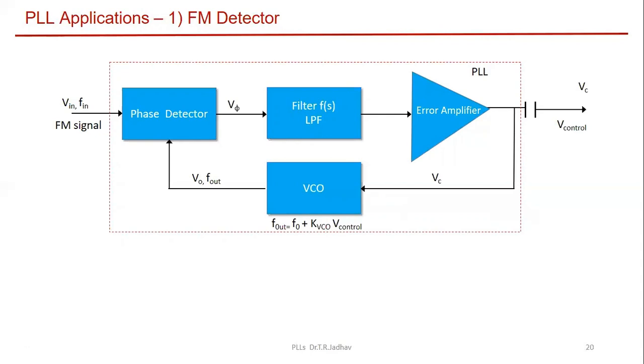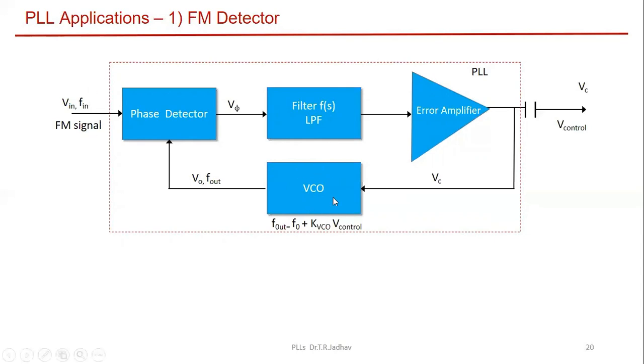So you need not do anything, really we don't need any connection. VCO output is already given to the phase detector, so it is closed loop. Only thing is that we have to give the FM signal here. Don't forget VCO frequency. While setting the free VCO frequency, you have to take care that free running frequency of VCO must be equal to the carrier frequency of FM signal.